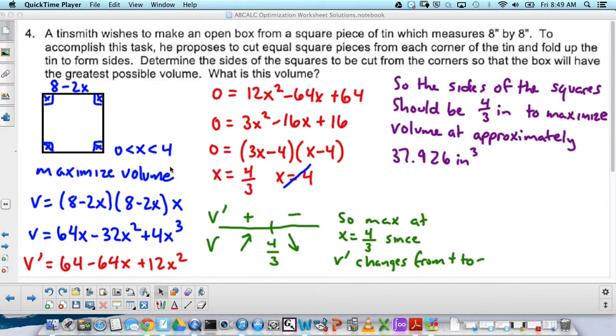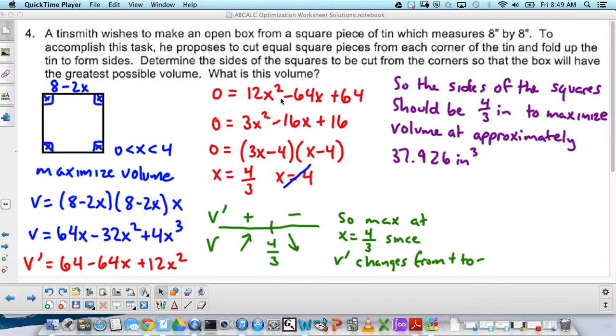We're trying to maximize volume. So our volume would be length times width times height, which would be 8 minus 2x times 8 minus 2x times x. Multiply that out, we get 64x minus 32x squared plus 4x cubed. Take the derivative of that, so that's equal to 64 minus 64x plus 12x squared. Set that equal to 0.